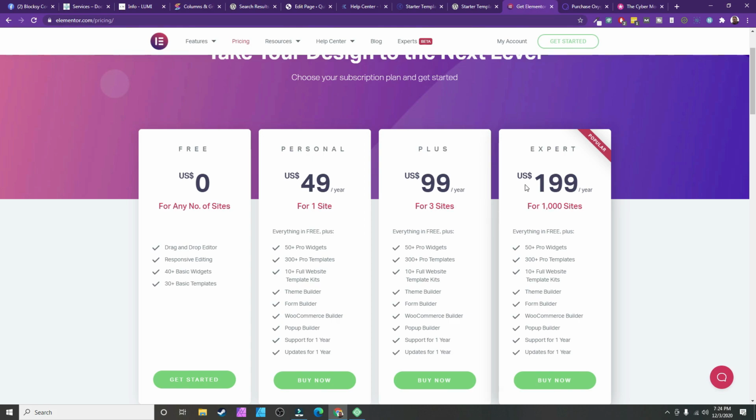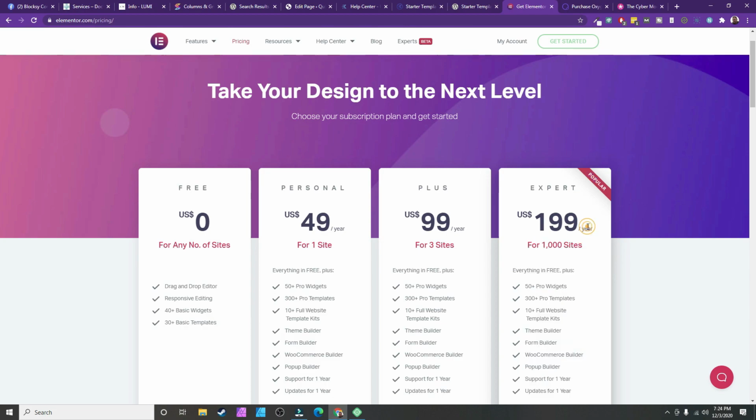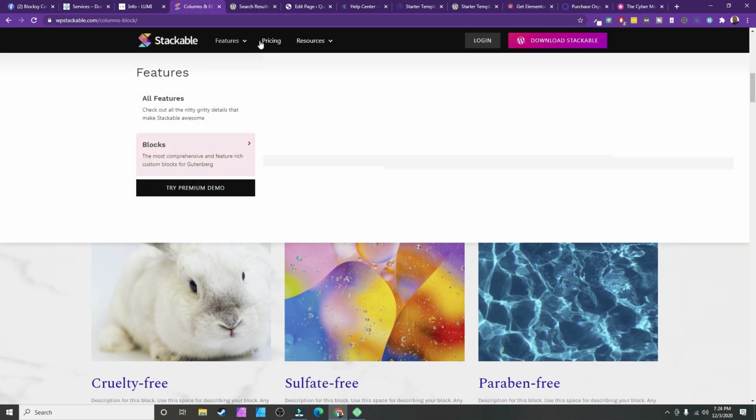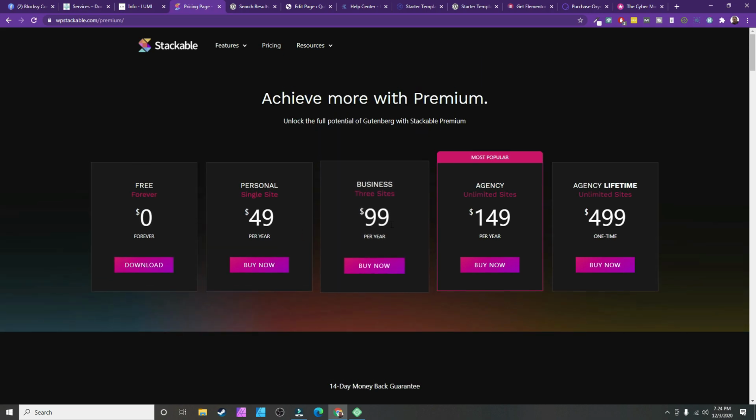So how can they charge $199 for 1,000 sites, and that is a year? And I think that's where people are getting fed up. These blocks, yes, some of them do, like for instance Stackable. Stackable does have a pricing structure that allows you to buy per year, similar to this, but I think more people are going for the agency lifetime price.